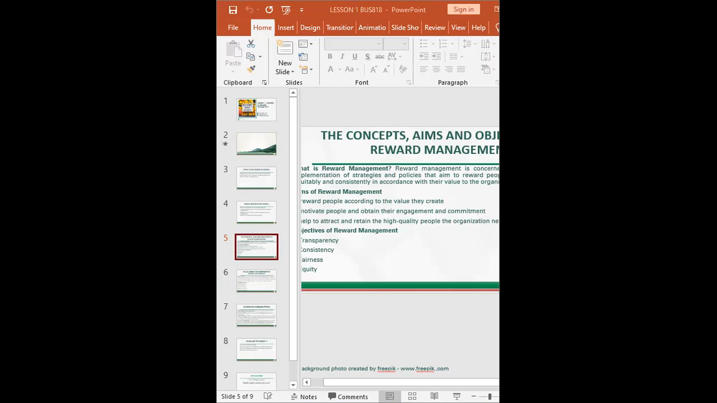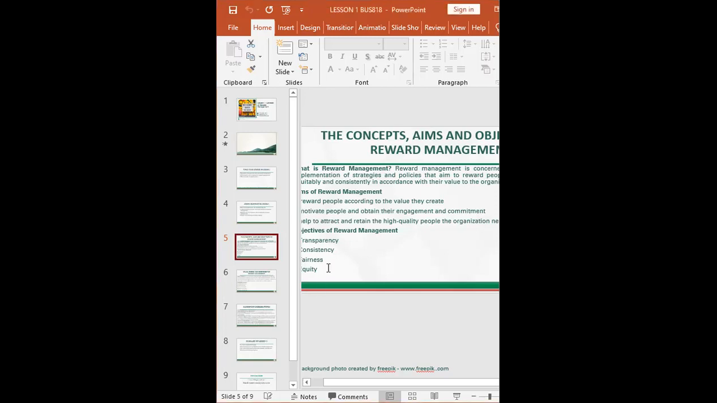Do you understand? Those are the things that motivate people. When one is recognized and rewarded accordingly, the person tends to be more engaged in the organization and more committed towards its goals and objectives. I hope you get what we are trying to say. If you don't understand, you can always draw my attention to that.